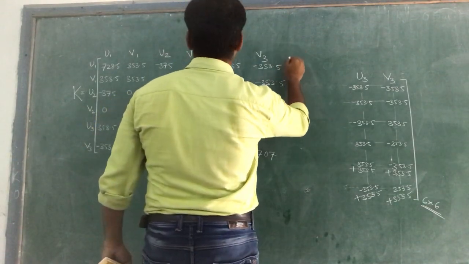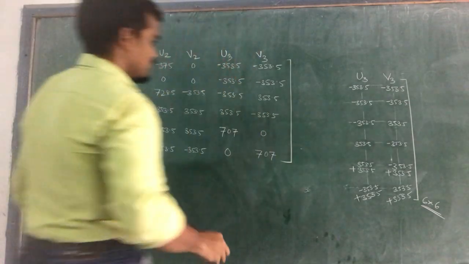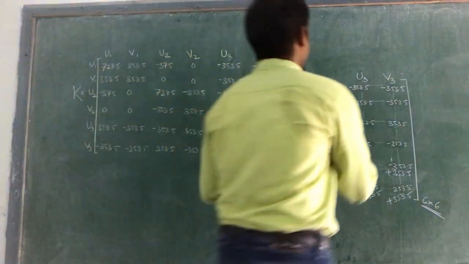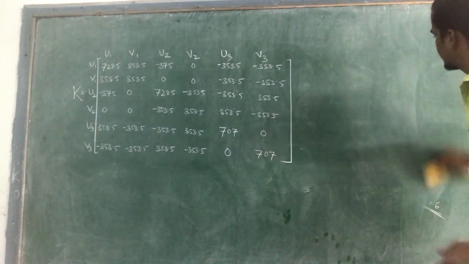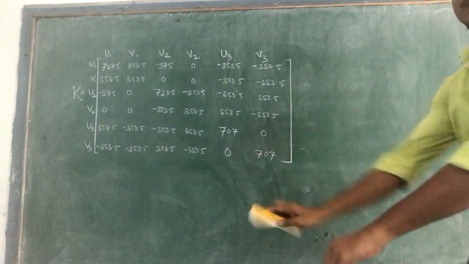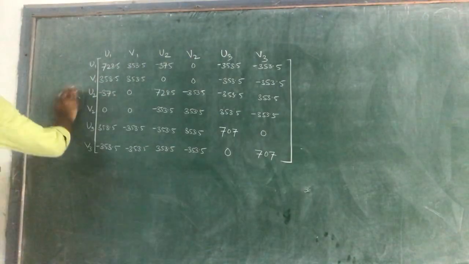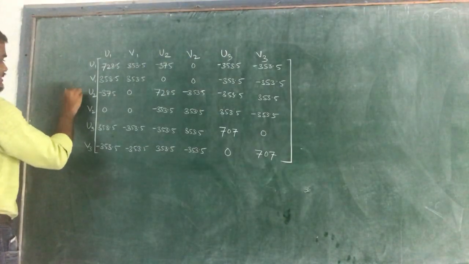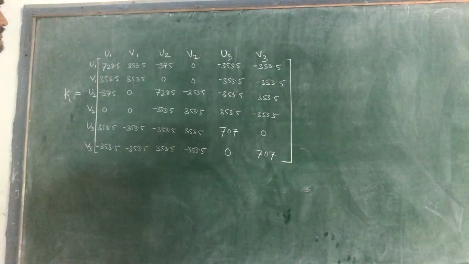So this is the global stiffness matrix. Finally, you will get this as a global stiffness matrix. So this is your global stiffness matrix. Okay. Finally, these are the values.